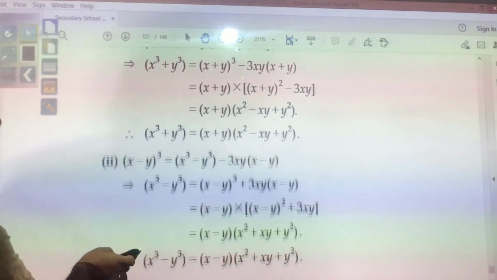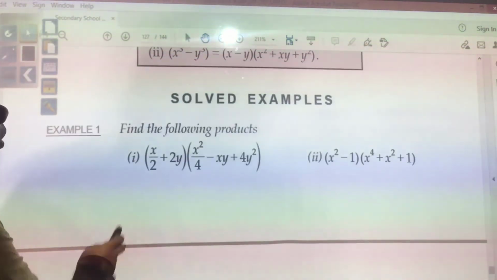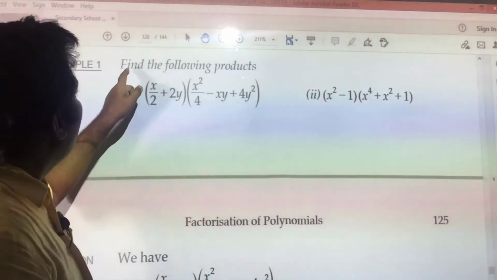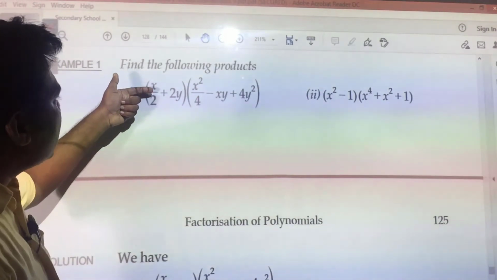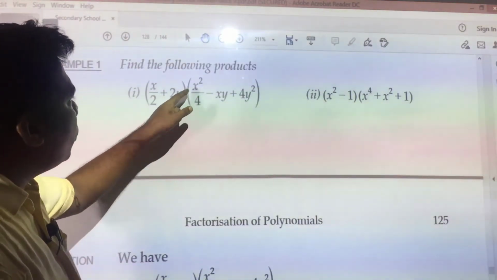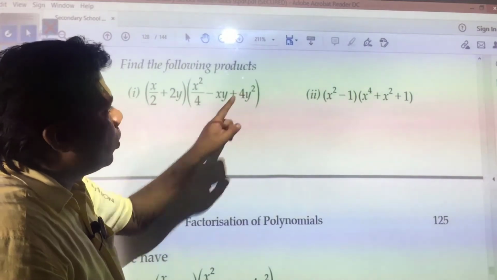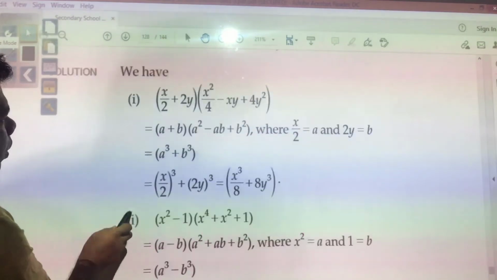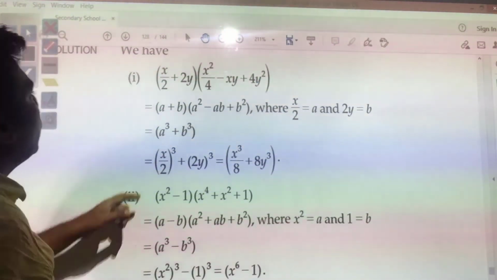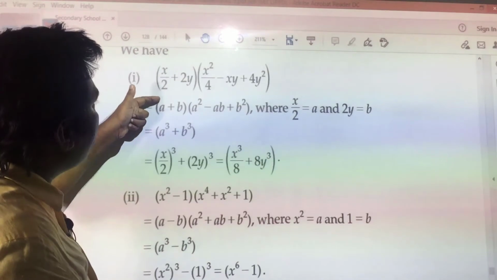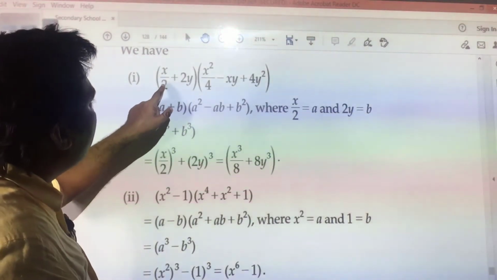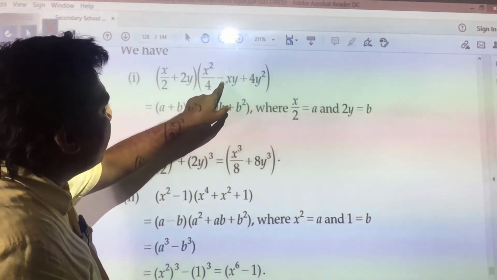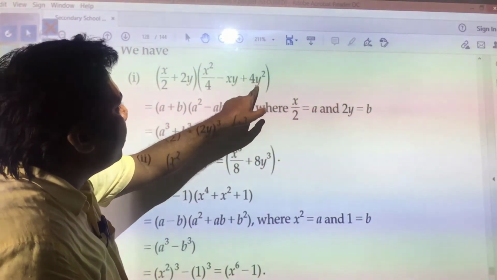Now, we will see some solved examples. Find the following products: x by 2 plus 2y into x square by 4 minus xy plus 4y square. What we need to do here is put that in the formula. Suppose this is A and this is B. So, what we will get? A plus B, and here A square minus AB plus B square.